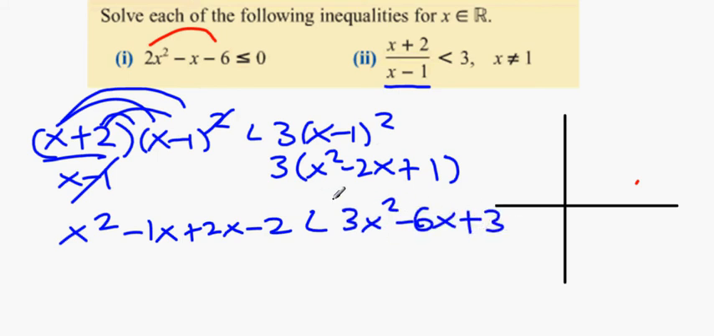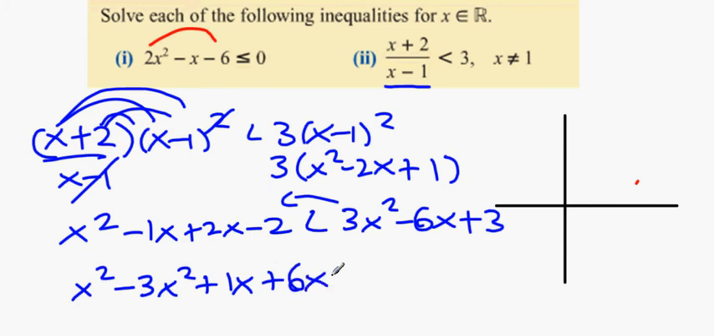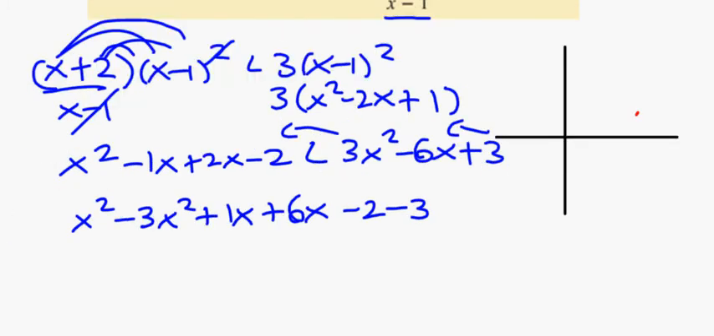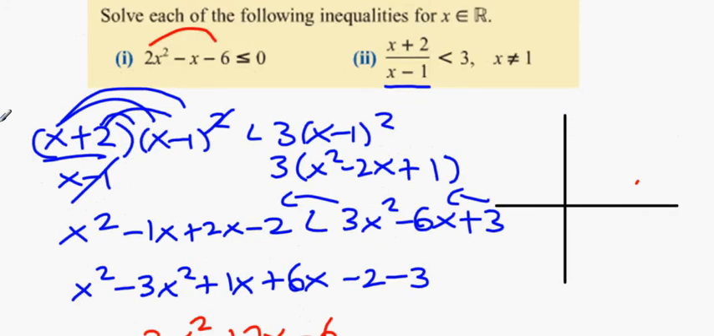Bring the x squareds over one side. We're going to get x squared minus 3x squared. Minus 1x plus 2x is plus 1x. Going to bring the 6x over the other side, it becomes plus 6x. Then I'm going to bring the 3 over the other side, it becomes minus 3. And what we're going to be left with now is minus 2x squared plus 7x, and this here is going to be minus 6. And it's all going to be less than 0.